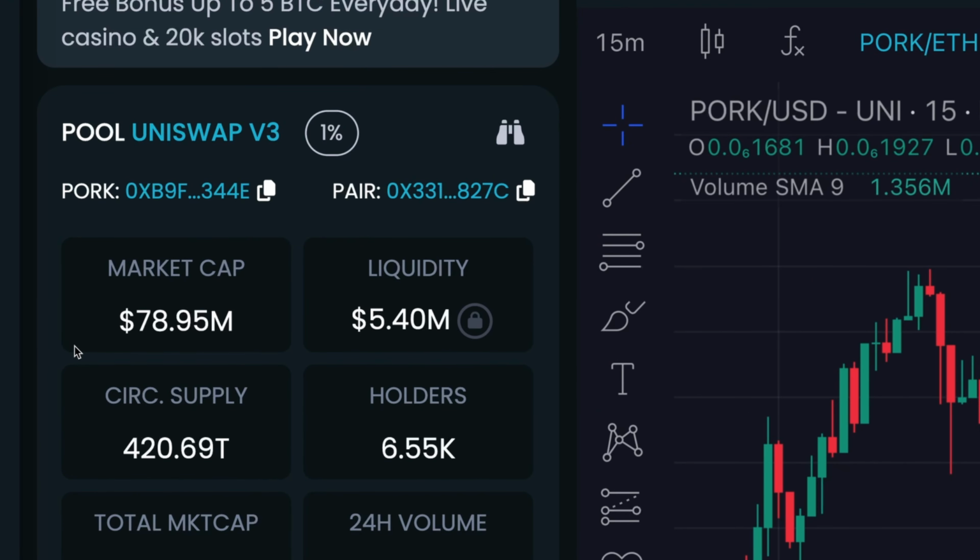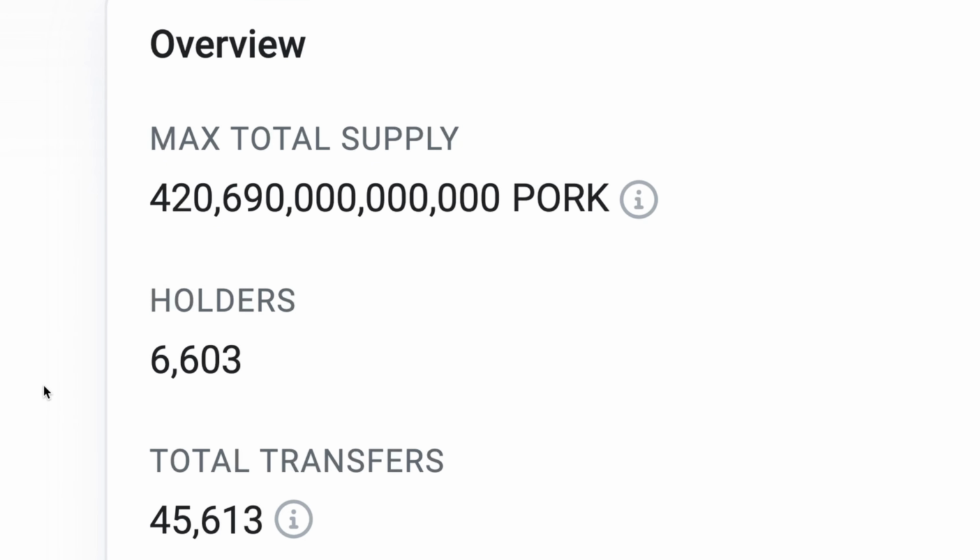But just to put into perspective how insane this token already is, I want to share some data with you that has been collected just in 14 hours since the token has launched. At the time of recording this video, Pork has already touched a $55 million market cap. There are more than 6,200 holders, and it's done over $50 million in trade volume.